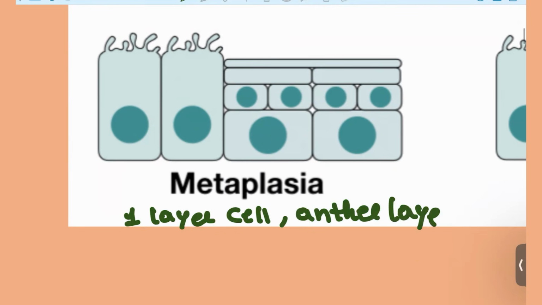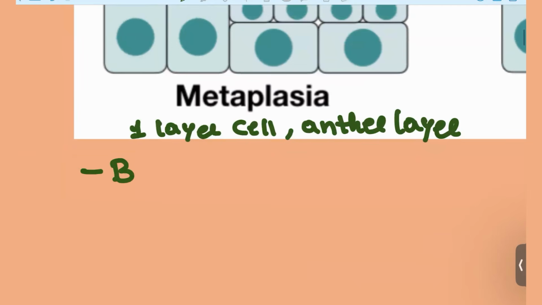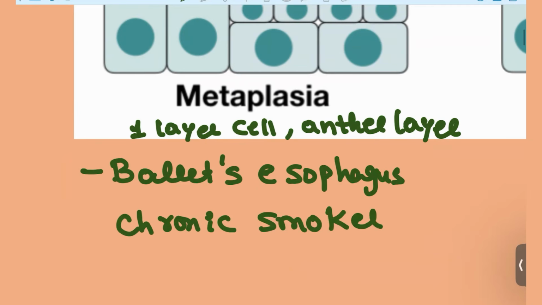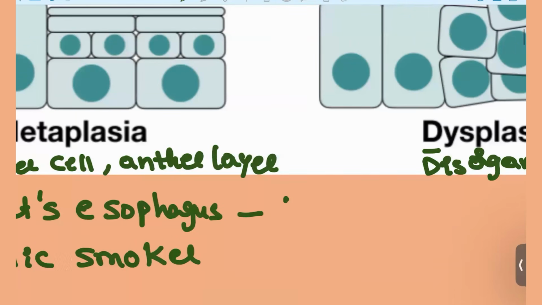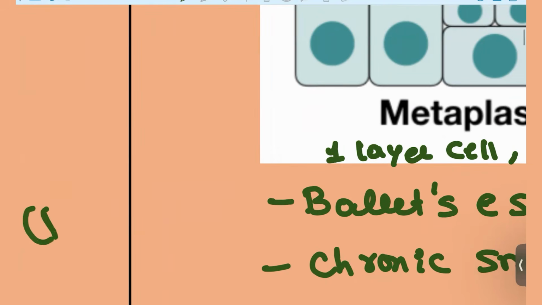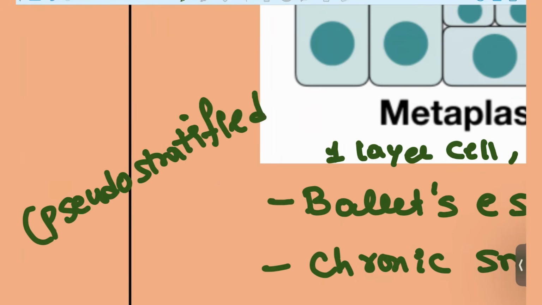So what are the examples? The best example is Barrett's esophagus, right? And what is the other one? Chronic smokers. The lung epithelium will also change in this one, right? And Barrett's esophagus is a high risk for producing adenocarcinoma. In Barrett's esophagus, which epithelium is going to change, guys? Basically, the squamous epithelium is going to change into pseudostratified columnar epithelium. This is what is seen in Barrett's esophagus.